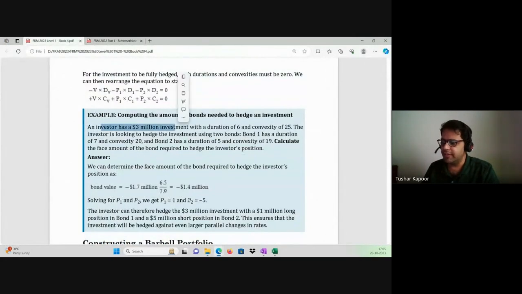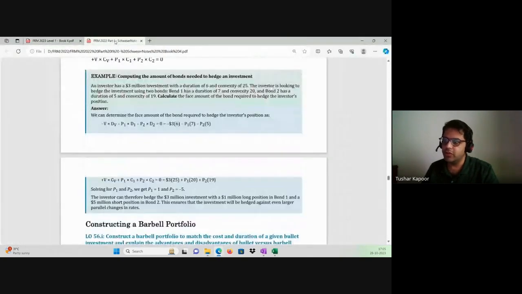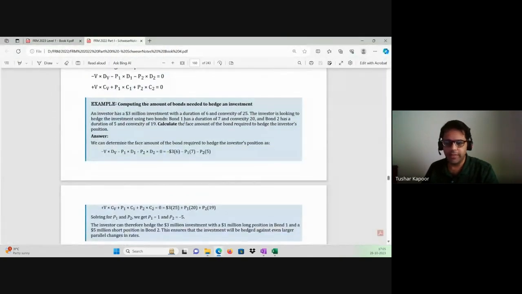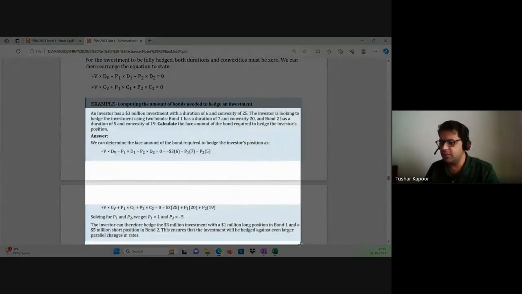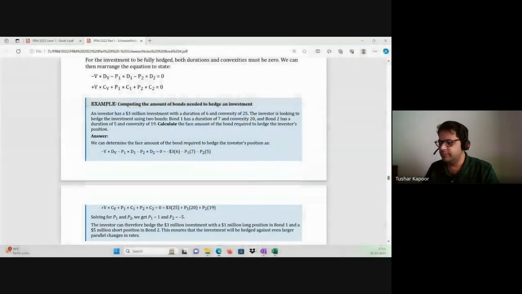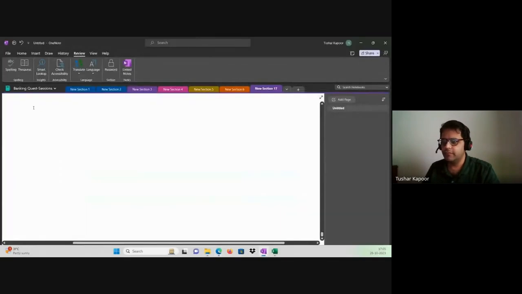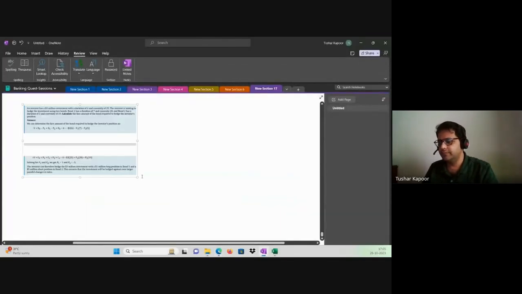The investor has 3 million, because the reason is they've not explained it so very well. But the other book, in the 2023 and 2022 versions, was explaining this example in a better way. So let me take this example here. Same example solved differently.